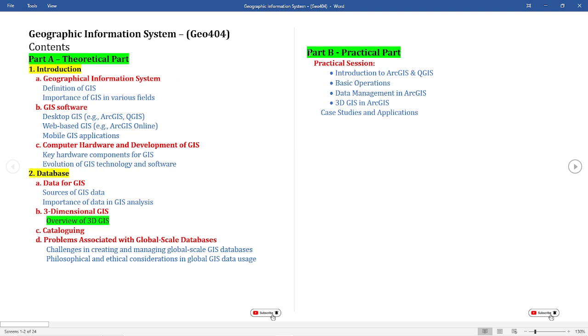And then in this section we will do some practical work in which we will learn about ArcGIS and QGIS. What are the basic operations we can use for data analysis, how we can manage the data in ArcGIS, and how we can do some 3D GIS in ArcGIS. So this is all about this course. So let's begin with the theoretical part and the introduction to GIS.